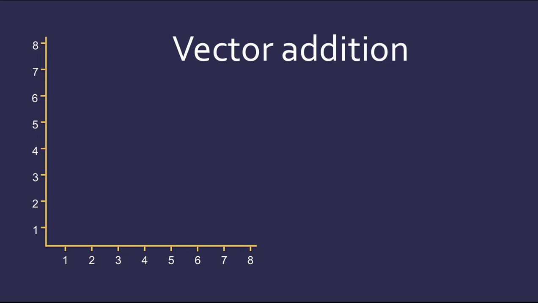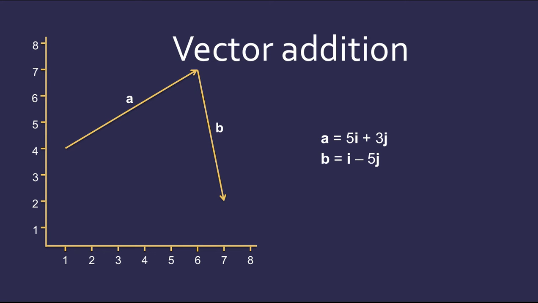For example, if we have a vector A equal to 5i plus 3j and vector B as i minus 5j, the sum of the two, A plus B, can be found. Graphically, we place the tail of vector B onto the head of vector A. It is easy then to see that the result of adding these two vectors is 6i minus 2j.